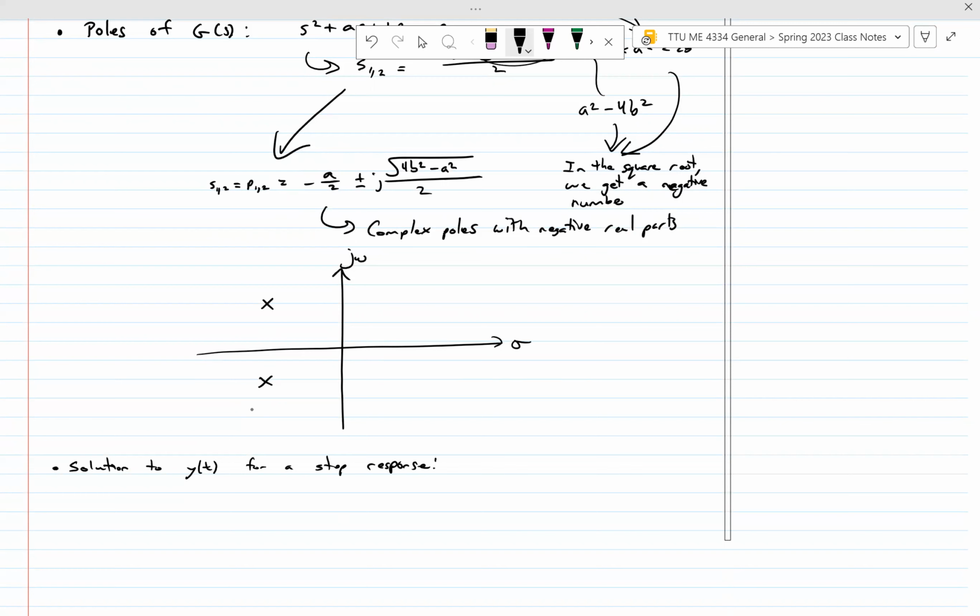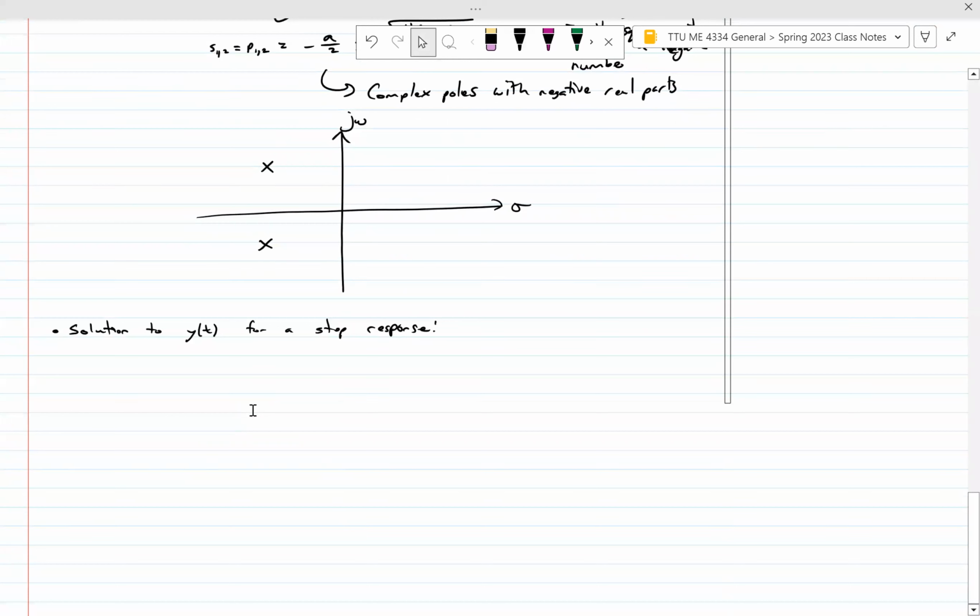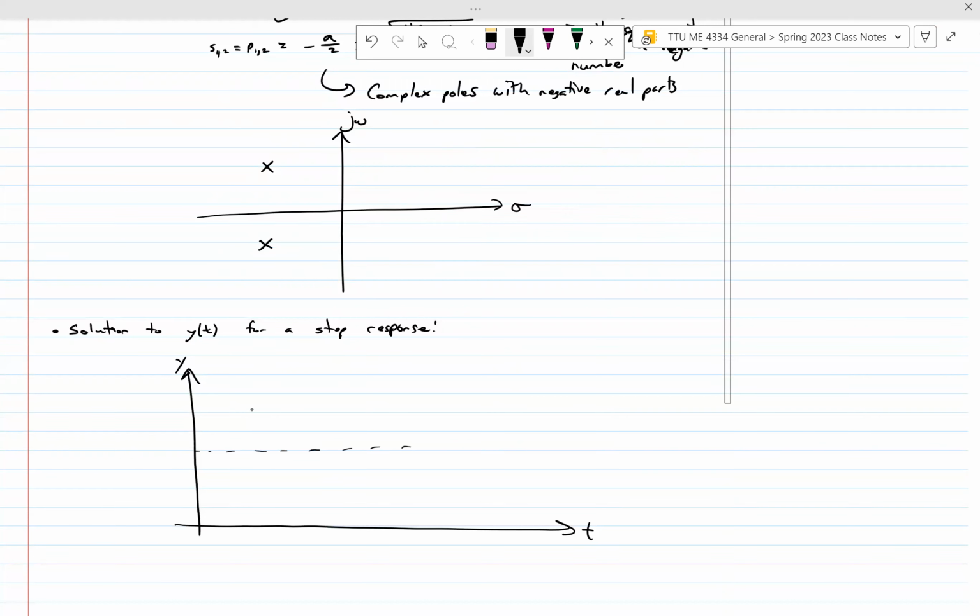Okay, so let's talk about the solution to y(t) for a step response here. What's that one going to look like now? What do you guys think? I think somebody answered this earlier. They were confusing overdamped and underdamped here. So we have some sort of constant value. I think it's going to be 1 for a steady state. We're going to start out, and we're going to oscillate one or multiple times and eventually flatten out.